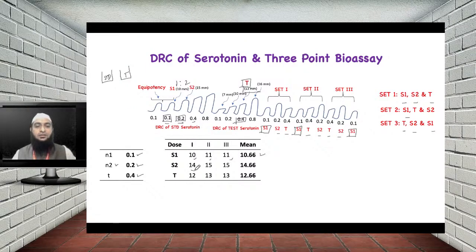Likewise, you can measure the response height in mm for the S2. The first time you got a height of 14 mm. When you measured it the second time, you got 15 mm. And when you measured it the third time, you got 15 mm. So you can take the average, which comes to 14.66. Likewise, in a similar way, you can take the average of the response height of the test. So now you have the mean value for S1, S2 and T.